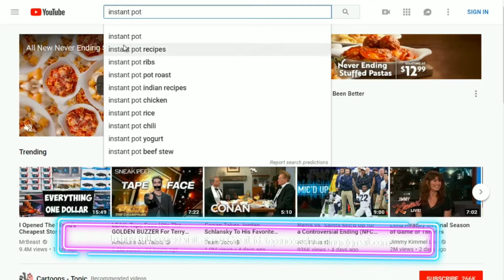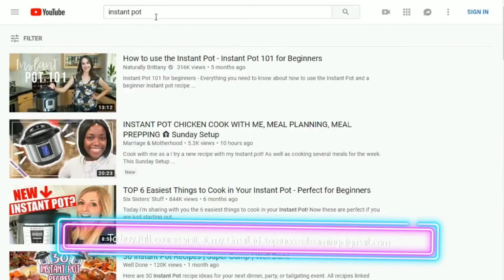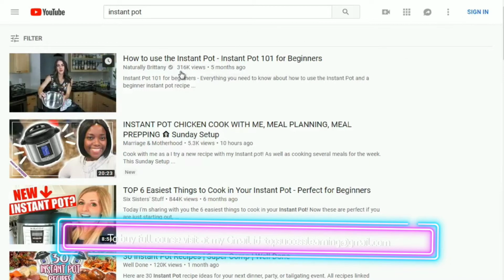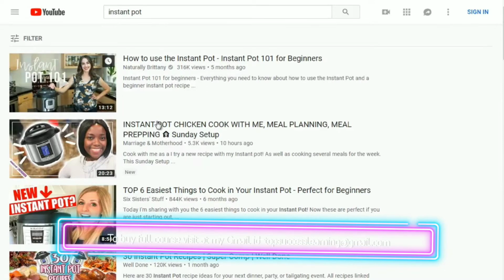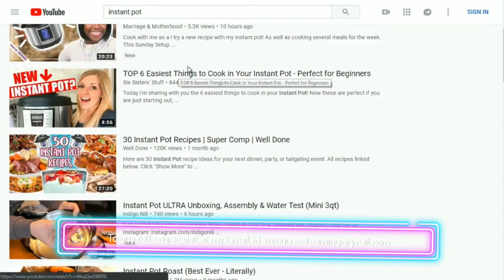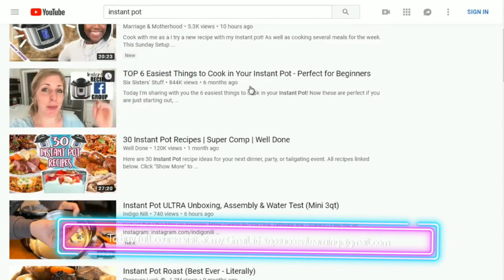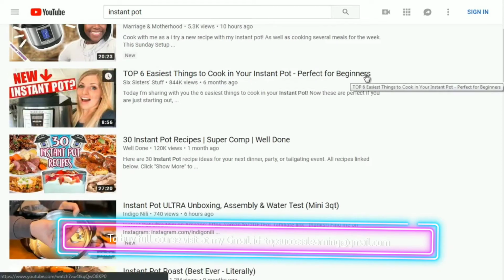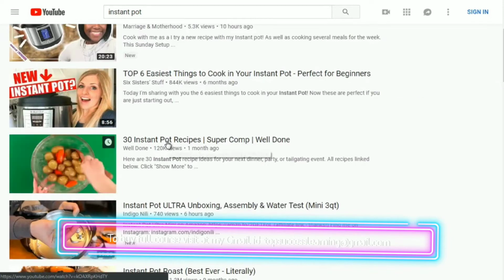So Instant Pot, we got Instant Pot recipes, we got Instant Pot ribs, Instant Pot roast. So let's just click here and see what we get. Now we can see how to use Instant Pot has 316,000 views right here. Instant Pot chicken, top 6 easiest things to cook in your Instant Pot. Perfect for beginners. All right.